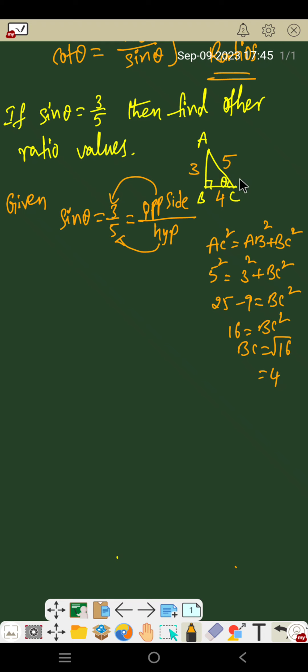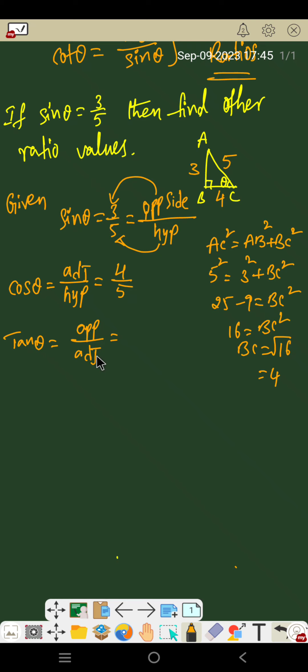Now write the remaining values. So remaining ratios are what? Cos theta. Cos theta formula: adjacent side by hypotenuse. Theta adjacent is 4, hypotenuse value 5. That means 4 by 5 is the cos theta value. And find out the next, tan theta value. Tan theta formula: opposite by adjacent. Theta opposite is 3, theta adjacent is 4. So 3 by 4 is the tan theta value.